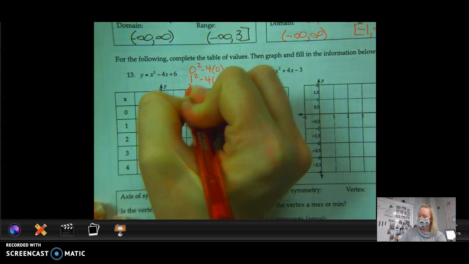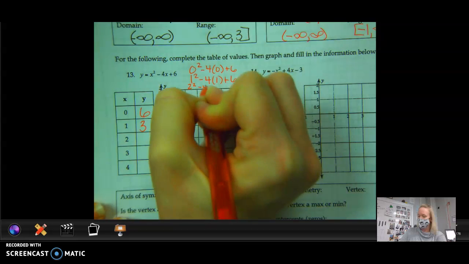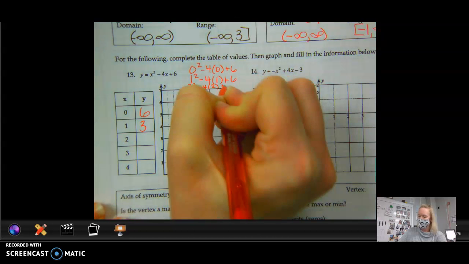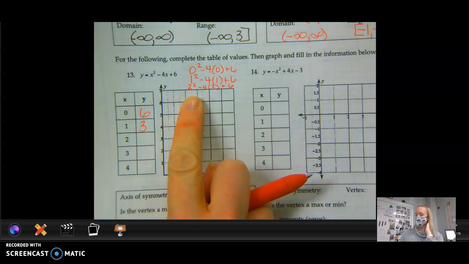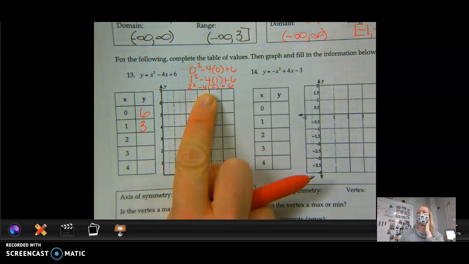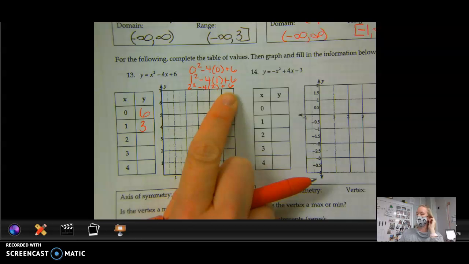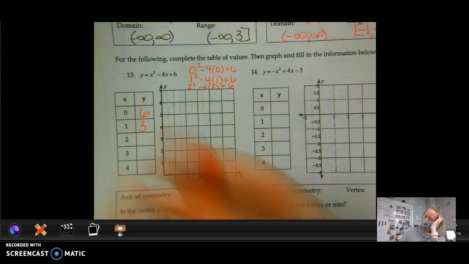Same for 2. 2 squared minus 4 times 2 plus 6. What's 2 squared? And what's 4 times 2? So what's 4 minus 8? Negative 4. What's negative 4 plus 6? 2.